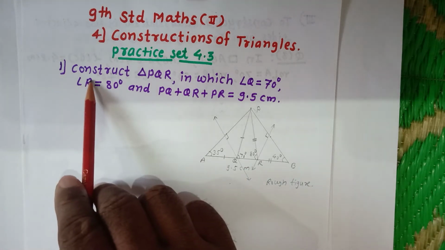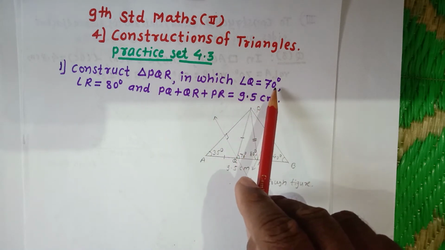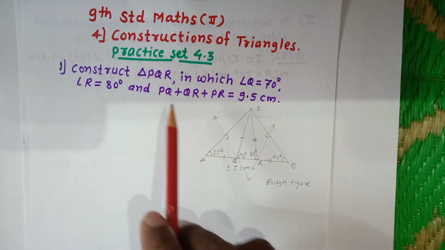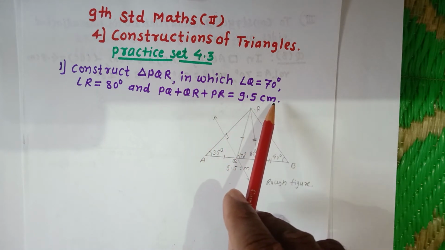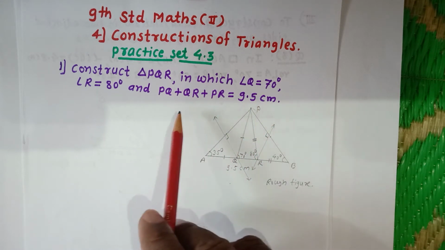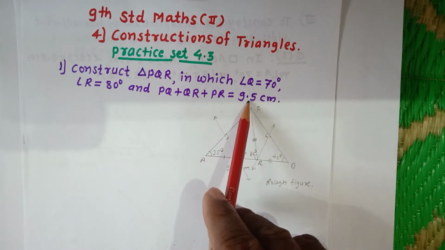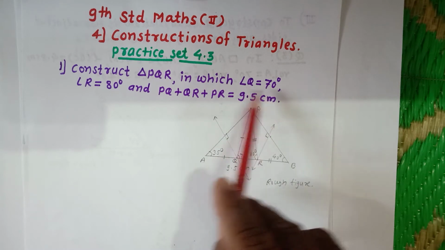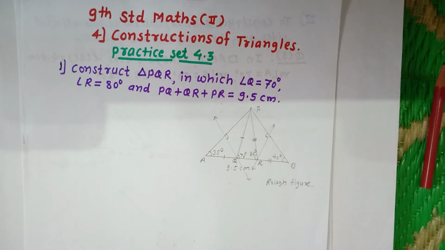Number 1. Construct triangle PQR in which angle Q is equal to 70 degree, angle R is equal to 80 degree and PQ plus QR plus PR is equal to 9.5 centimeter. Means in this question the perimeter of triangle is given 9.5 centimeter and two adjacent angles to the base, that is angle Q is equal to 70 degree and angle R is equal to 80 degree is given.